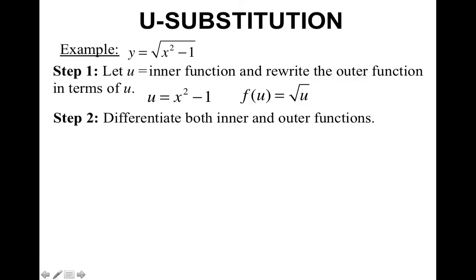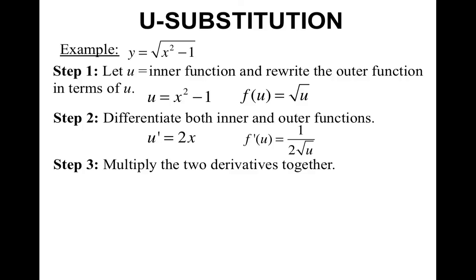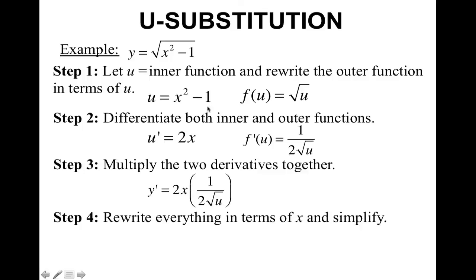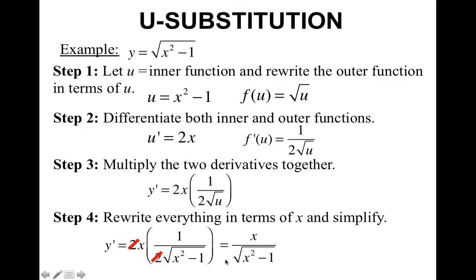Now I'm going to go ahead and differentiate both the inner and outer functions. So the derivative of u is going to be 2x. The derivative of f of u, so the derivative of the square root function, is 1 over 2 square root u. Now I'm going to go ahead and multiply the two derivatives together. So I have the derivative of the inside times the derivative of the outside. However, you do need to make sure that your whole derivative is in terms of x. So that's where you're going to replace, in step 4, the u with what we let u be up in step 1, which is the inner function. So this would be considered your final answer. You can go ahead and simplify it by canceling out the 2's, and you're left with x over the square root of x squared minus 1.